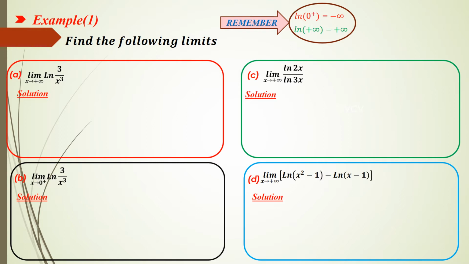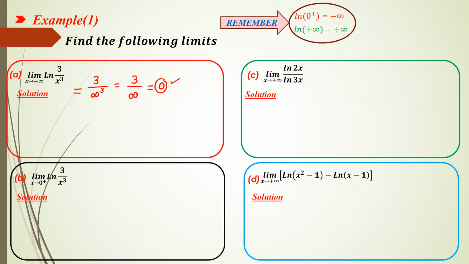So in example 1 part A we have the limit of ln of 3 over x cubed when x goes to positive infinity. By direct substitution you will see that we have 3 divided by infinity cubed, and infinity cubed equals infinity, and any number divided by infinity or negative infinity equals 0.